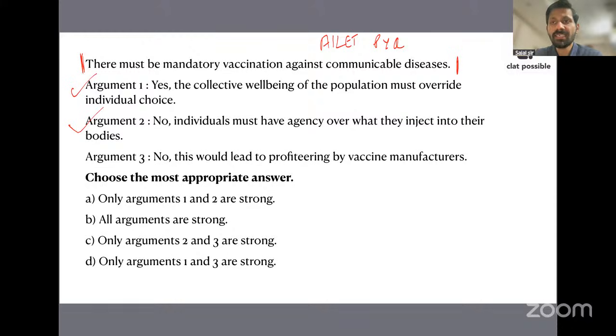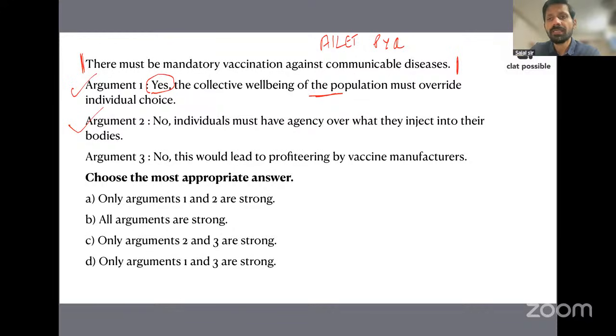One, yes, the collective well being of the population must override individual choice. Now, that reason, so mandatory vaccination, yes to it, is not a problem, right? There was mandatory vaccination during times of COVID, right? So, yes is not morally or let's say ethically wrong, right? So it aligns, it has that moral ethical alignment. And the reason also is a good enough reason, right? So argument one is fine, it's strong.